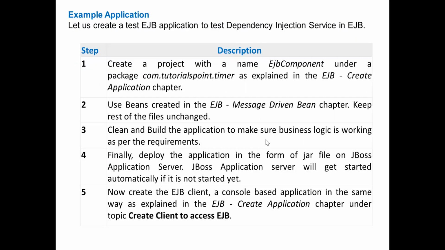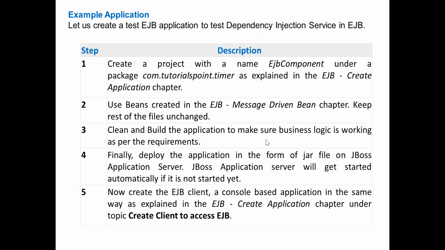And you can go for the application. So we can create a test EJB application to test the dependency injection service in the EJB. There are 5 steps, and each step is created by using the description. First, we have to create a project name. In the project there is the EJB component, and under the EJB component we have a package.